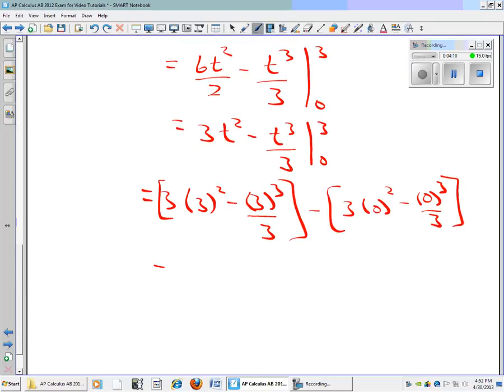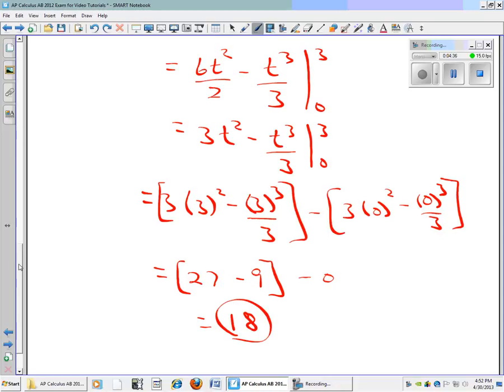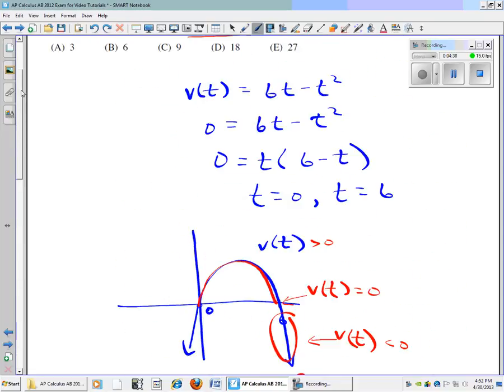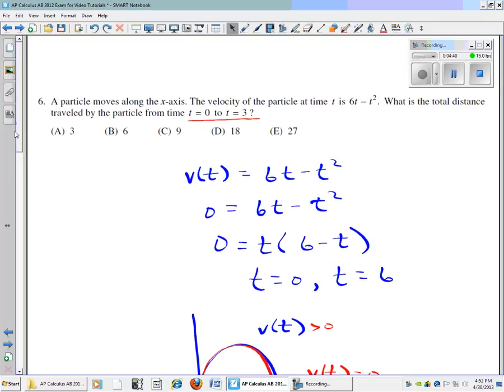which will give us 27 minus, and 3 cubed is 27. 27 divided by 3 is 9, so we get 27 minus 9. And 3 times 0 squared is 0, minus 0 cubed divided by 3 is still 0. And so we get 27 minus 9, which is 18. And that's going to be our total distance traveled. And so that answer then would be letter D.